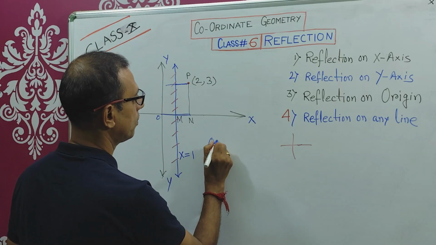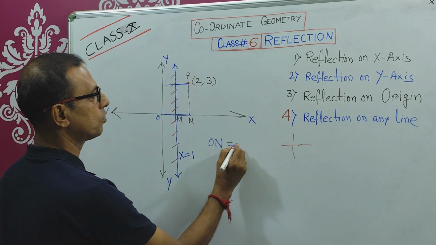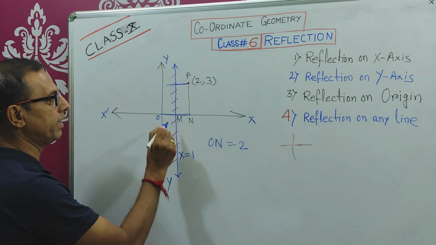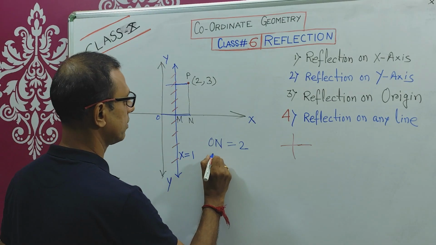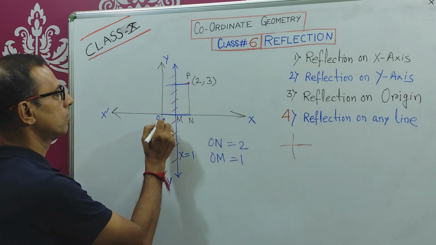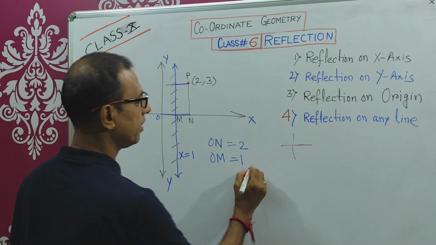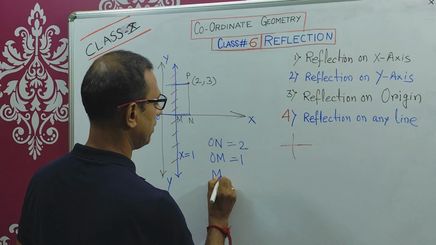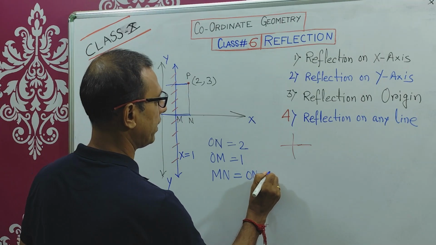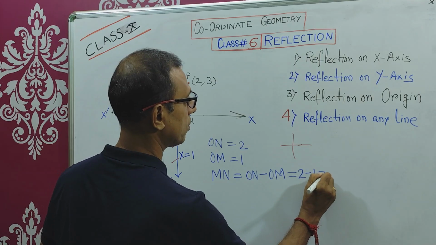So what is ON? ON equals the abscissa of point P, that is 2. What is OM? OM is the line x equals 1, that means OM equals 1. So if OM equals 1 and ON equals 2, what is MN? The value of MN will be ON minus OM, that is 2 minus 1, which equals 1.